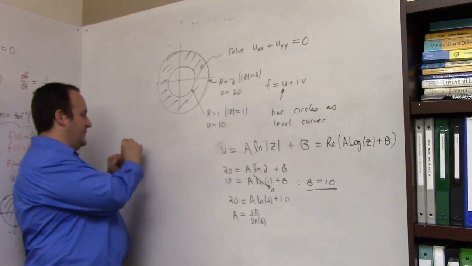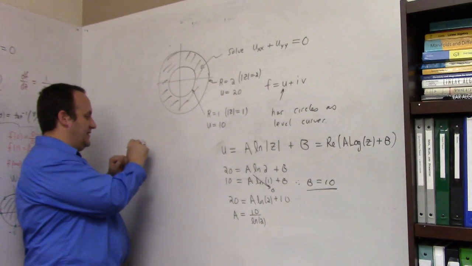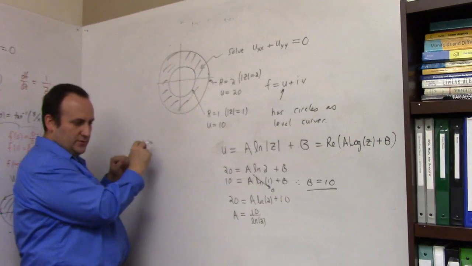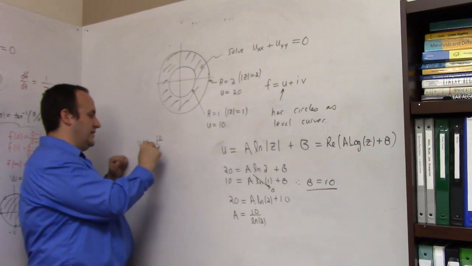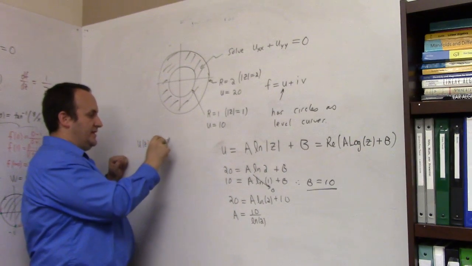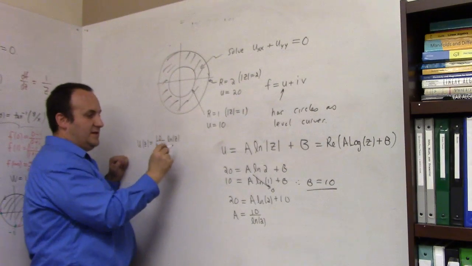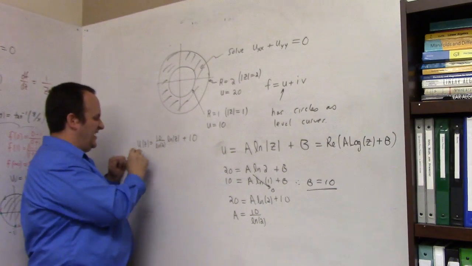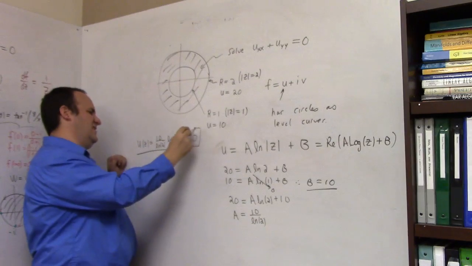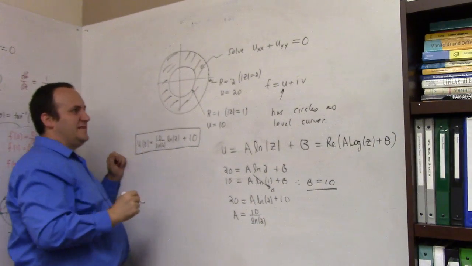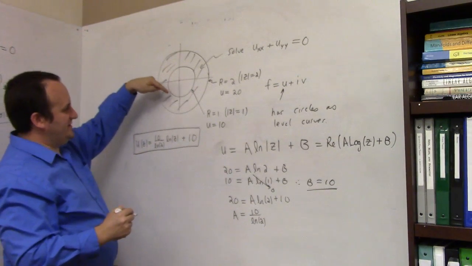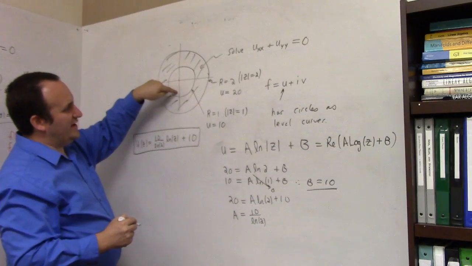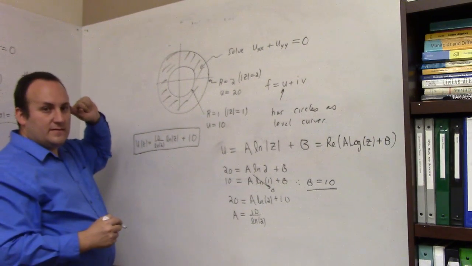So in short, we found that u of z equals 10 over the natural log of 2 times the natural log of the absolute value of z, plus 10, is a solution to Laplace's equation on this annulus, which has 10 on the inside and 20 on the outside.